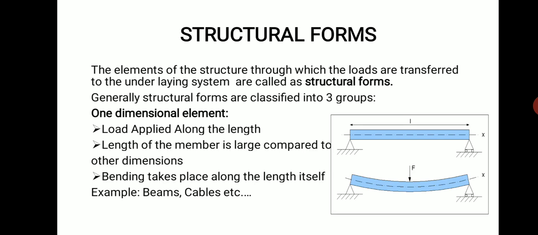So here I have represented through the figure. I just considered a simply supported beam on which F is the amount of load which is acting along the length. So you can just see here the bending as well as the deformation or deflection will take place along the x direction itself. So the next type of the structural form is the two-dimensional structural form.